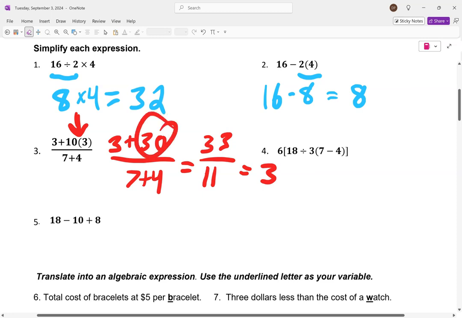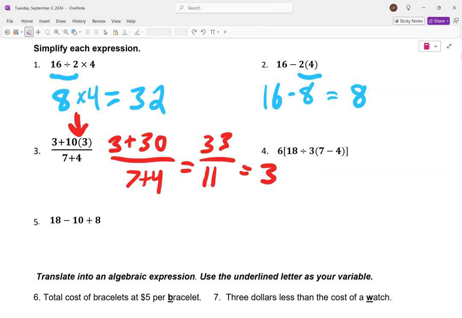Now, how come you don't do 30 divided by 4? Because the fraction line functions as a parentheses. I heard one person say it. All right, cool. We kind of do that intuitively anyway.